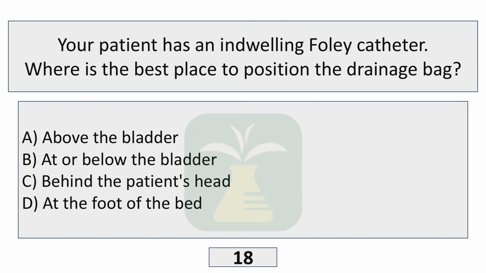Your patient has an indwelling Foley catheter. Where is the best place to position the drainage bag? A. Above the bladder. B. At or below the bladder. C. Behind the patient's head. D. At the foot of the bed.